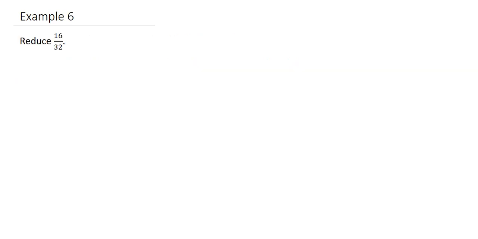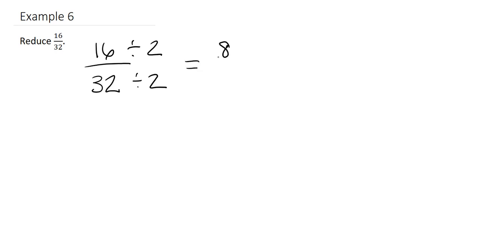Example 6. Reduce the following. So we have 16 over 32. So for this one, we're going to see that both numbers are even. So we're just going to go ahead and divide both by 2 on both the top and the bottom. So 16 divided by 2 is equal to 8. 32 divided by 2 is, well, if we aren't sure, we can go ahead and just do long division.